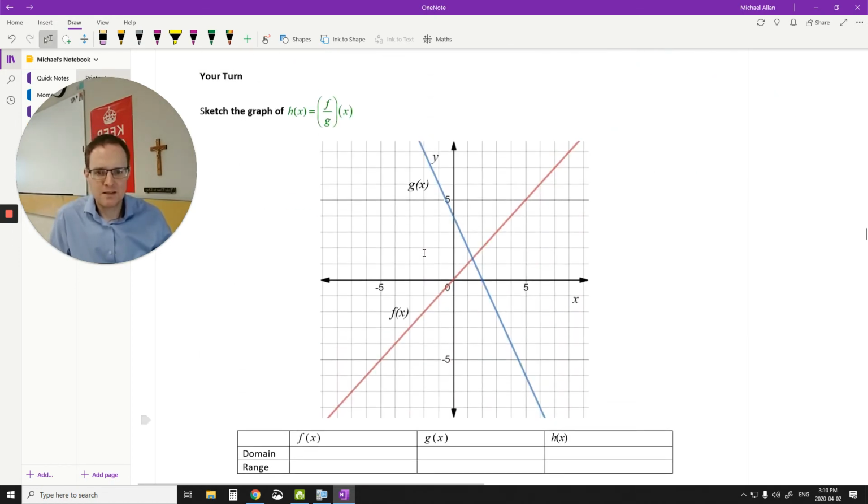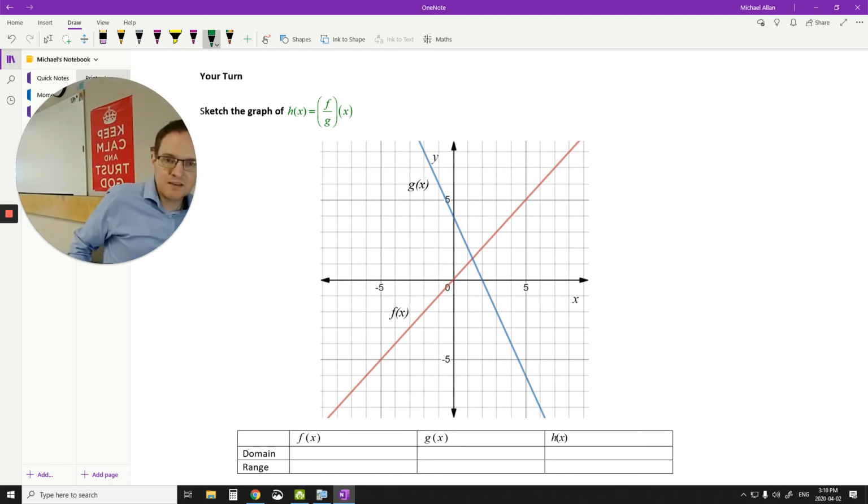Okay, so our next one here, we're going to take our f of x and we're going to divide it by g of x this time. So f of x is this orange line that I have here. G of x is the one that has the negative slope to it. So we're going to divide our y values this time. We're going to go f divided by g.